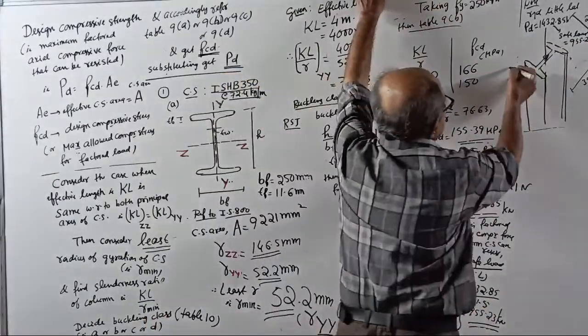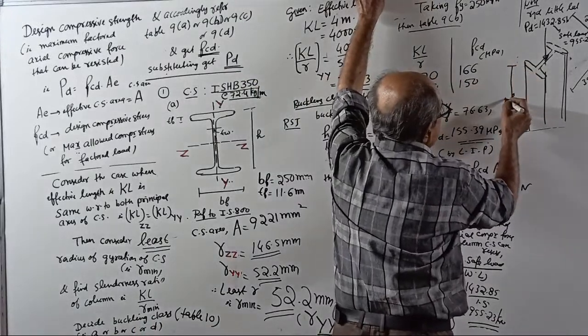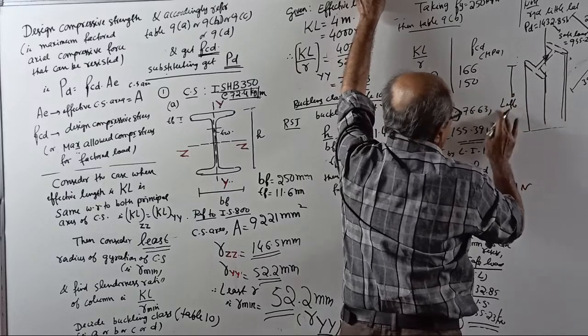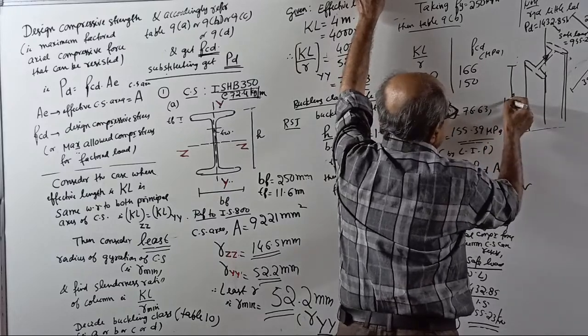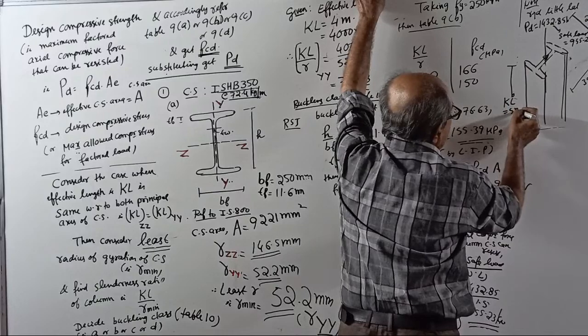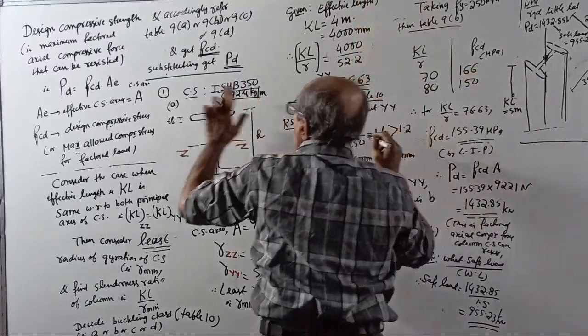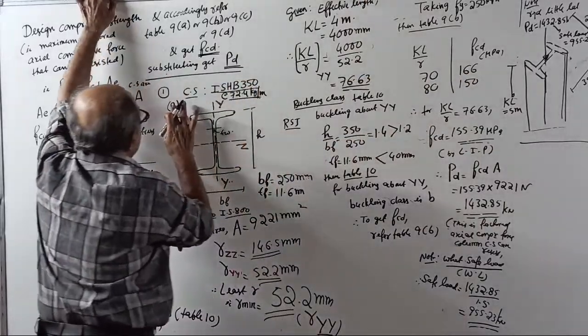When is its effective length, L effective, or KL, okay, I will put KL. When its effective length KL is 5 meter. Okay. Now, go to question number 1B.